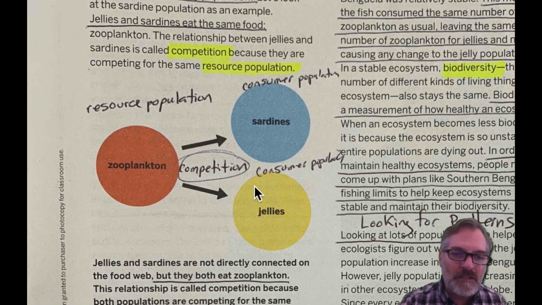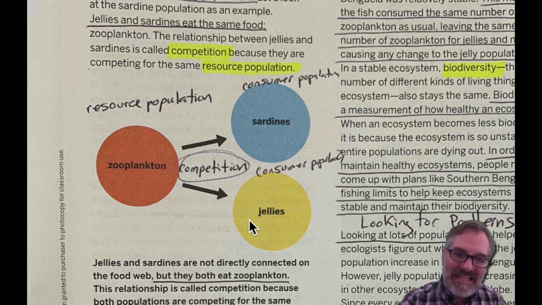So if you take a look at this little chart here, you can see that the sardines are eating the zooplankton, and the jellies are eating the zooplankton. So this is their resource population. This is the consumer population. And they're competing for this food. They're not fighting each other, but they're going after this resource population.